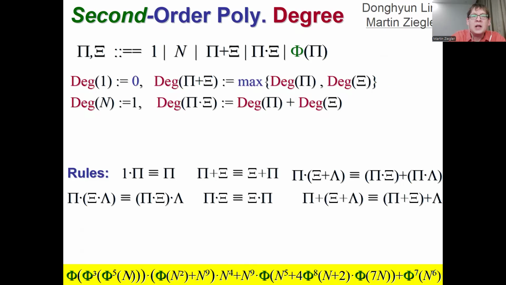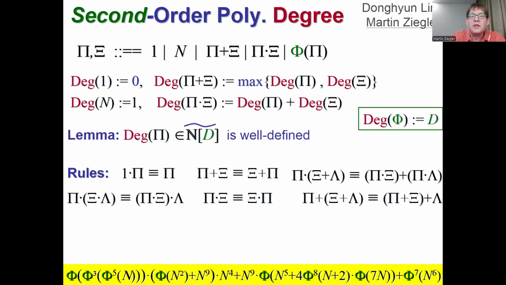Now let's define the degree of a second order polynomial, picking up on our inductive definition of the degree from first order polynomials, now making a similar inductive definition, but now we also need to define the degree of this new second order function type variable phi, which we'll define to be a newly introduced first order variable d, so that the degree of a second order polynomial is an arctic first order polynomial. Not a number, but a polynomial, an arctic first order polynomial in the variable d.